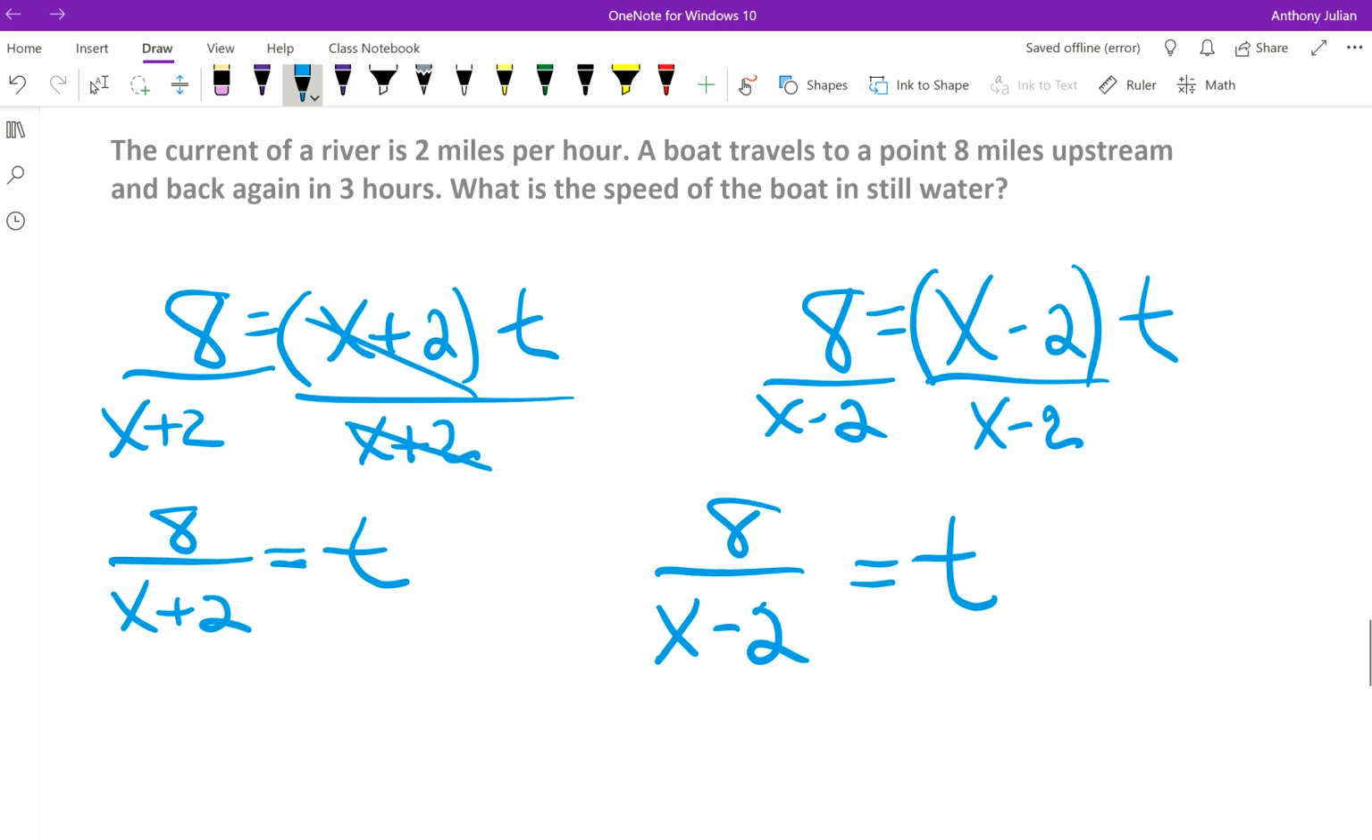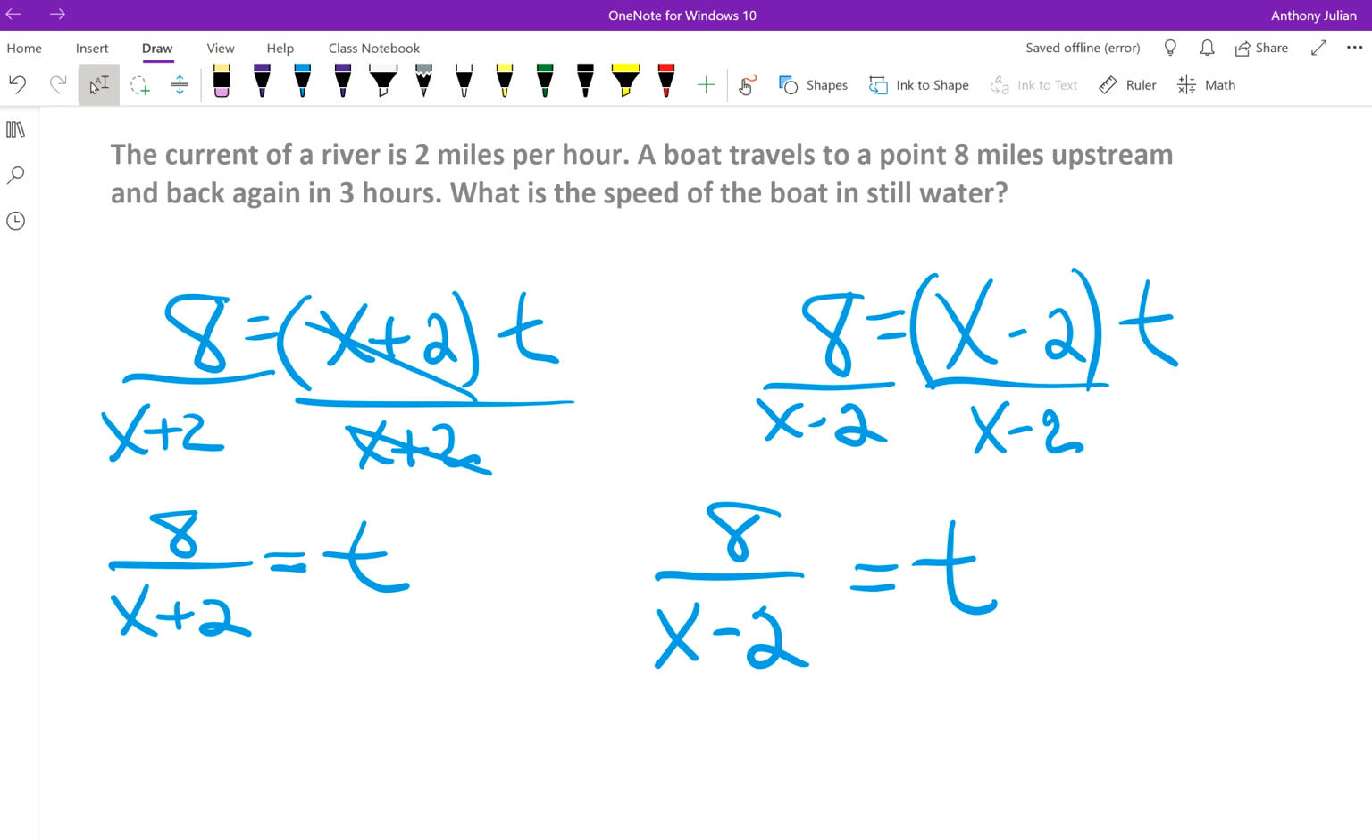Given that, if I have t equals this and t equals this, then I'm going to replace this t here with the value of t on the right side, 8 over x minus 2. This is what I've got. Now I've got them equal to each other, but I want to add these two together so it equals 3. Let's try that.